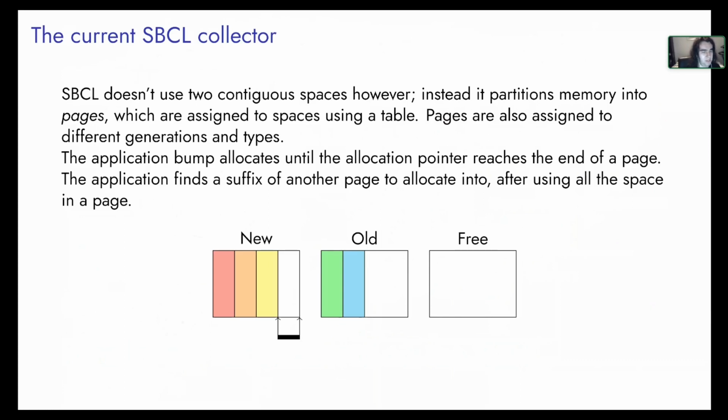So the application can still bump allocate into each page, but once it exhausts a page, as it's just about to do here, if we're able to get one more object in this new page, it will have to find another page that we can allocate into, which will probably be this free page here on the right.